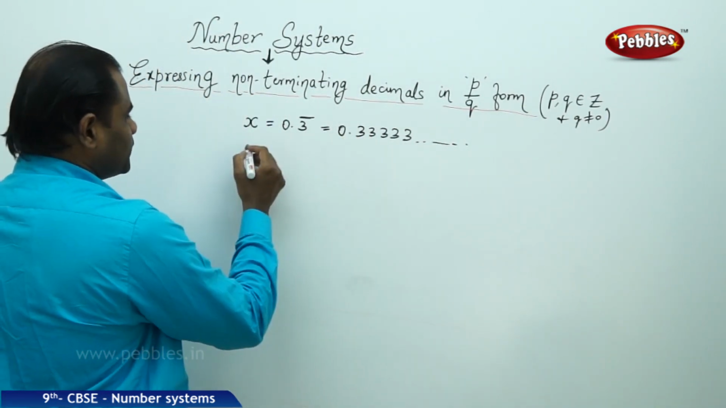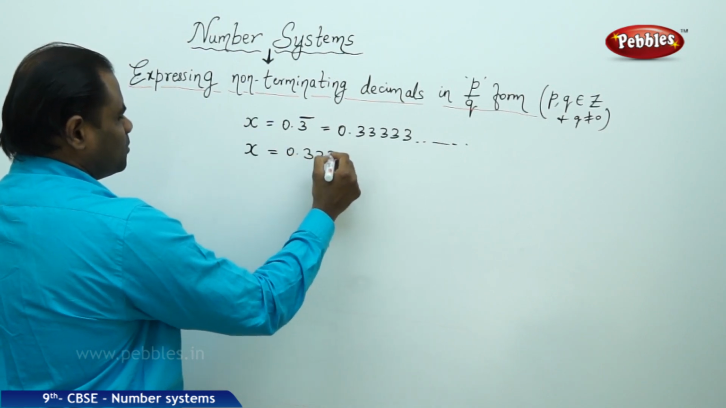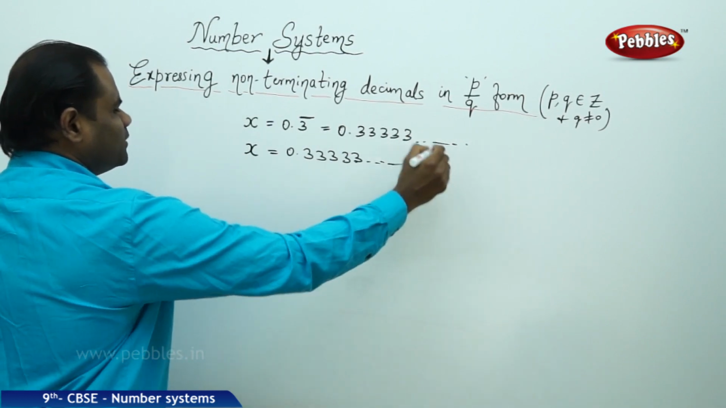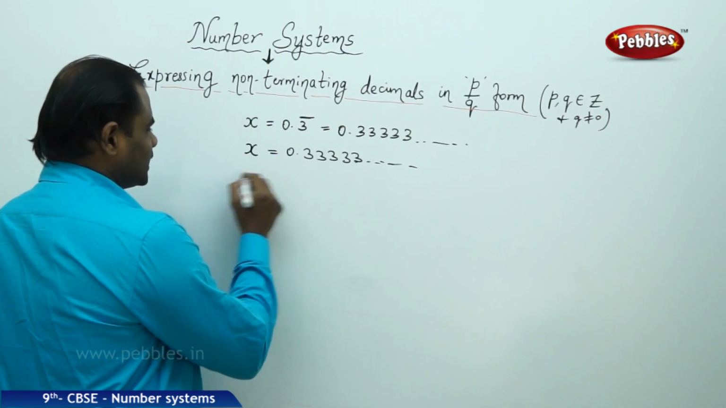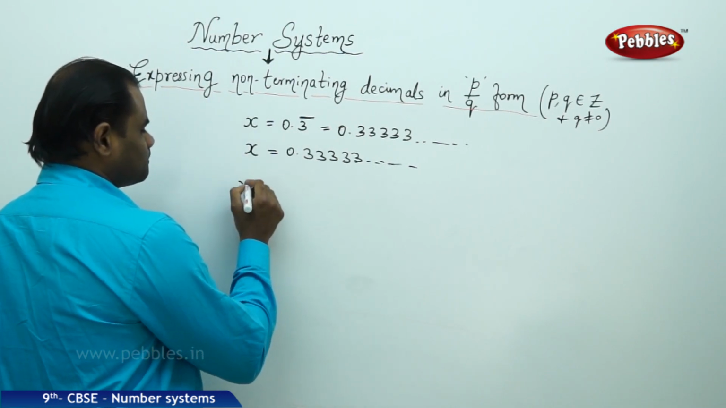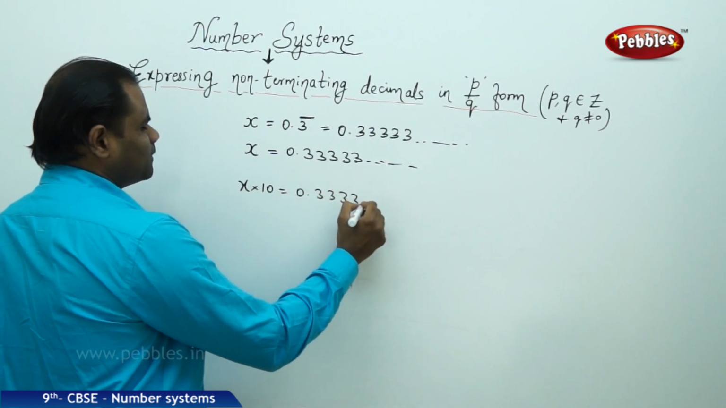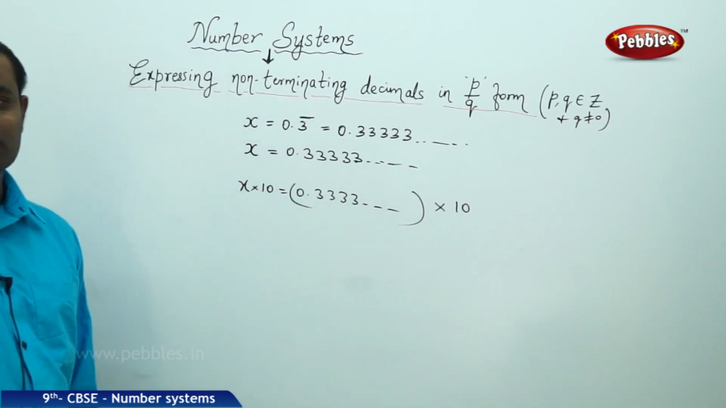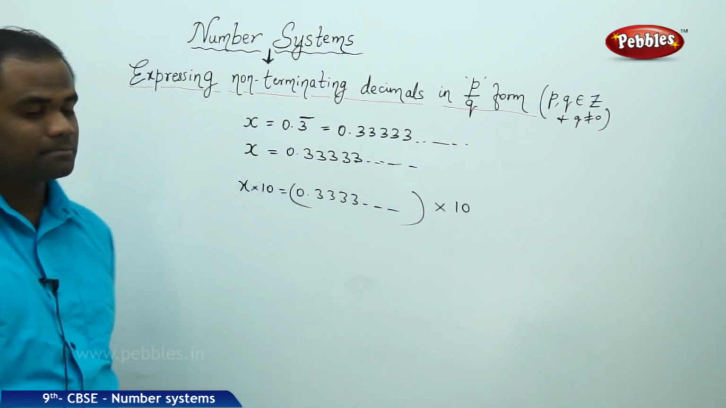So x is 0.3 bar, which can be written as 0.333 and so on till infinity. Then I multiply by 10 on both sides, so that x times 10 is 0.333..., which is also multiplied by 10 on both sides.